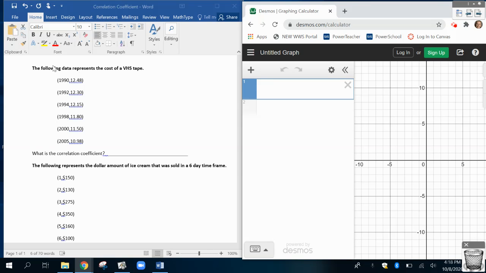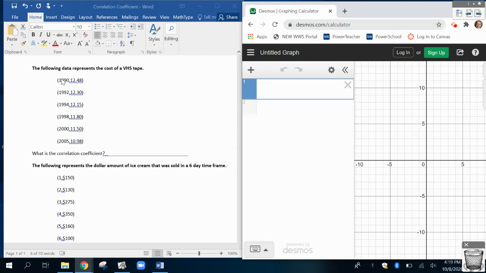The first thing that we want to do is look at this data over here. We have data that represents the cost of a VHS tape: the year and then the price that it costs. So in 1990, it cost $12.48, as opposed to 2005, it was $10.98.